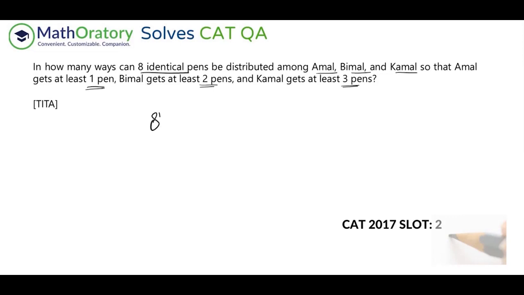So we have eight identical pens, so let's keep that as a note. We have these three people, A, B, and K. Now the minimum value that we have to assign, let's do that. So 1, 2, and 3. Because they are identical in nature, this doesn't really make any difference.